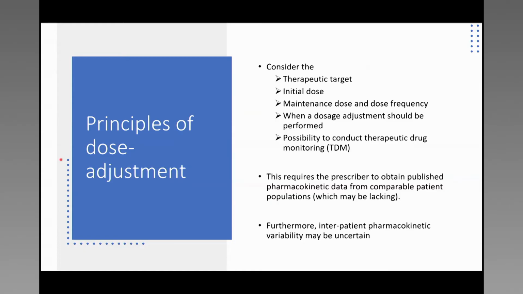To be able to consider all of these factors requires a prescriber or other healthcare professional to obtain published pharmacokinetic data from a comparable patient population. And in the case of patients with impaired kidney function, this is often lacking. Further, and we know this from any area of pharmacology and pharmacokinetics, there's always marked interpatient pharmacokinetic variability. And so that can always add some degree of uncertainty to some of our predictions. But we'll try and address some examples of this in the presentation today.